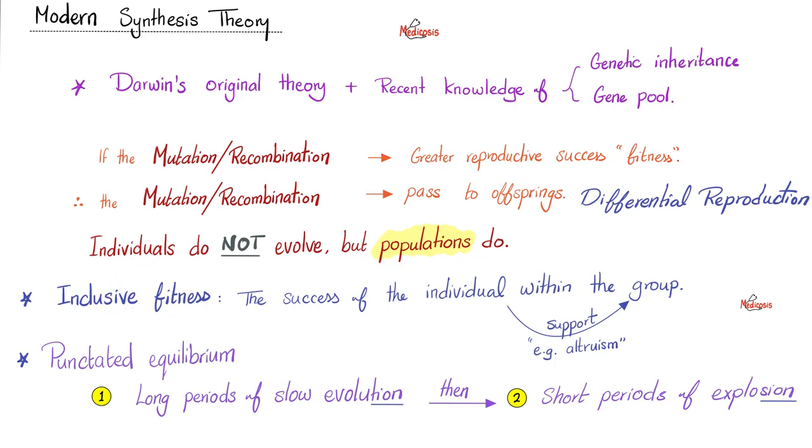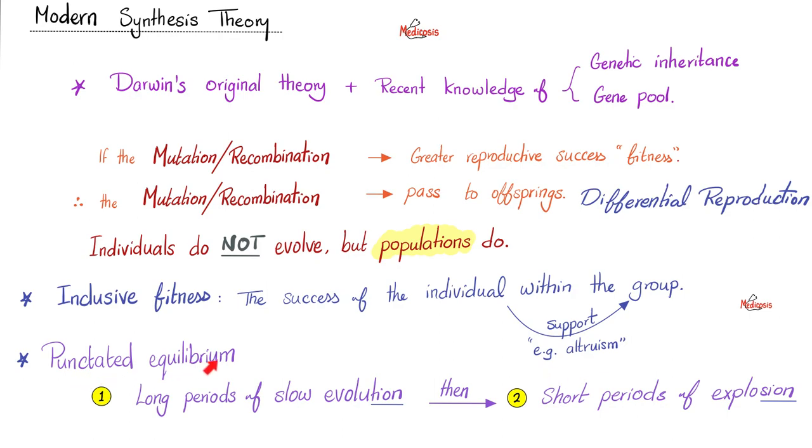What is inclusive fitness? It means that if you, as an individual, are fit, you should help others within your group. You should support your community, because now your species is more likely to survive for generation after generation. And here is a link between evolutionary biology and evolutionary psychology.